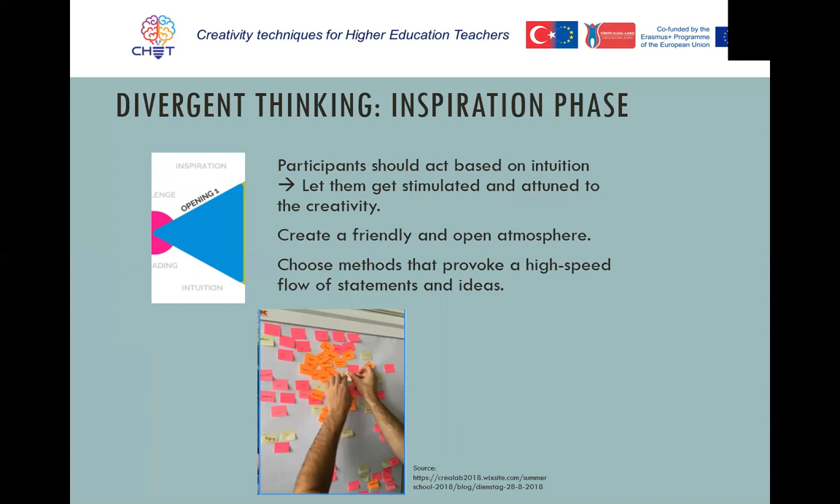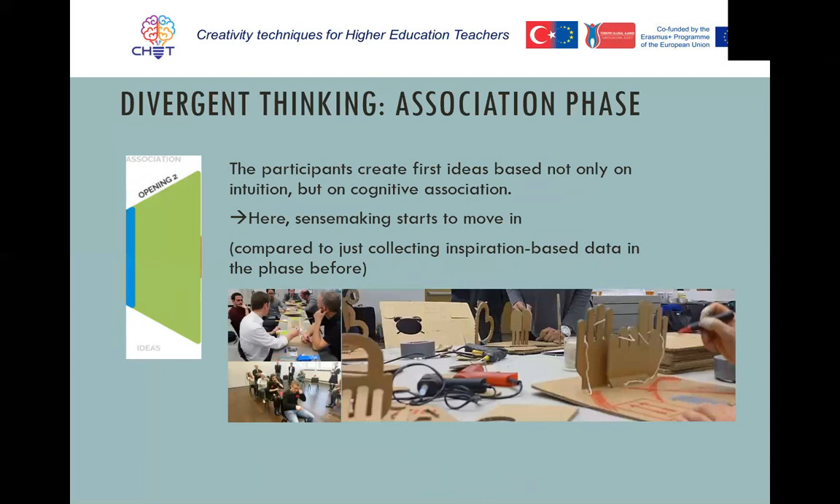So they are acting on intuition, and the more they are acting on intuition, the better it is for you. Then you have the divergent thinking association phase. That's the second phase, the opening two. Here, people would create first ideas, which are not only based on intuition, but also on association. But association is also still a phase where you add more and more things. So you associate to what you intuitively came up with.